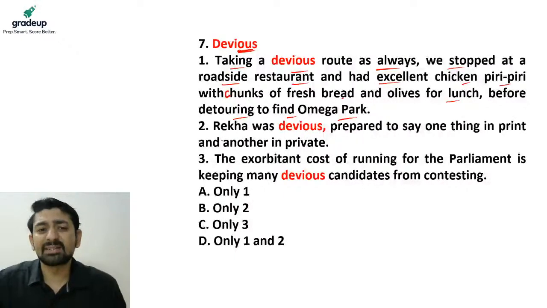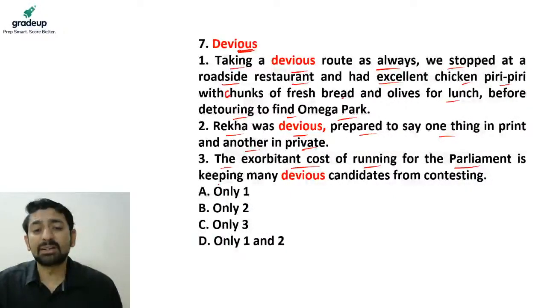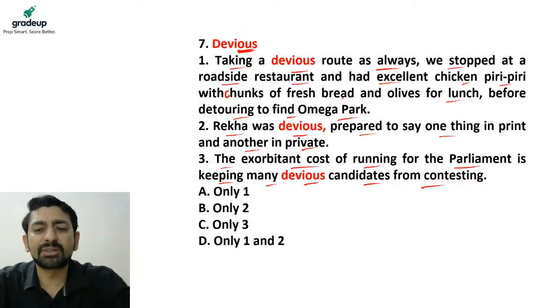That is the first sentence. Second says, Rekha was devious, prepared to say one thing in print and another in private. And the third sentence says, the exorbitant cost of running for the parliament is keeping many devious candidates from contesting. Which do you think is the correct answer for this one?